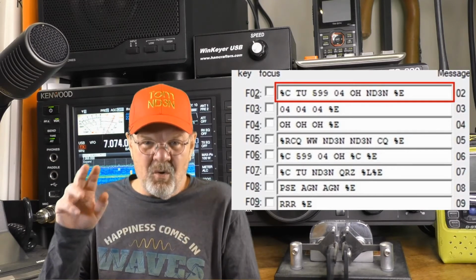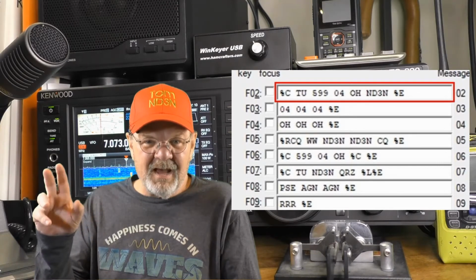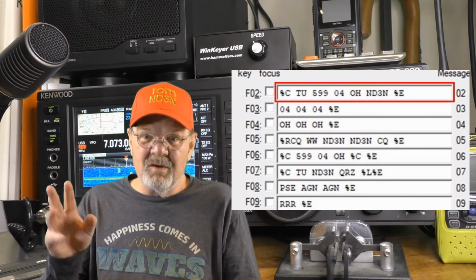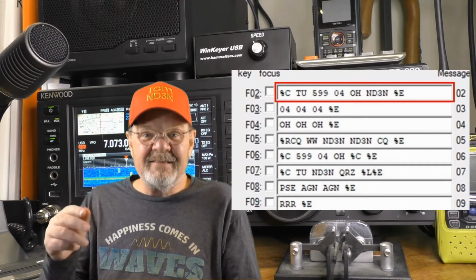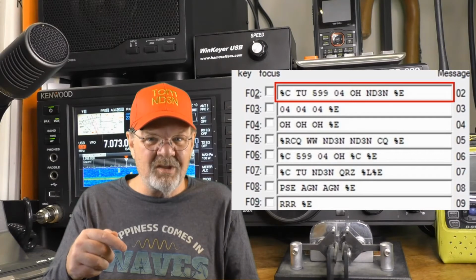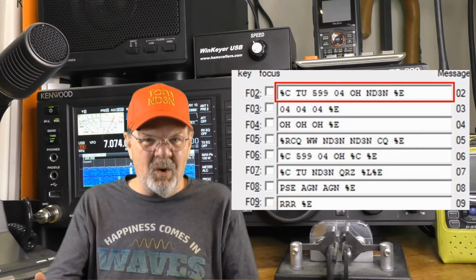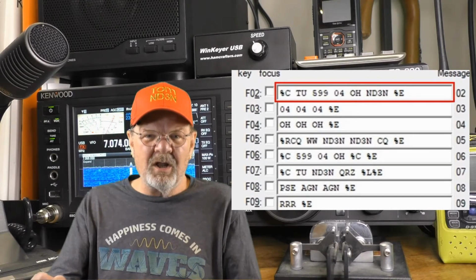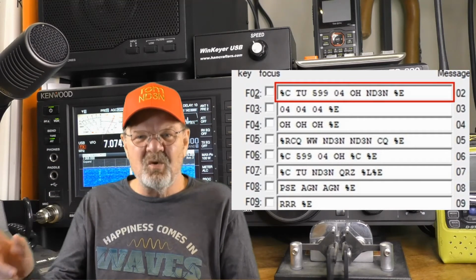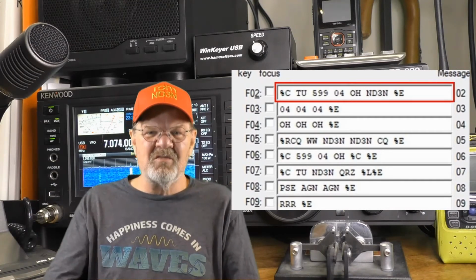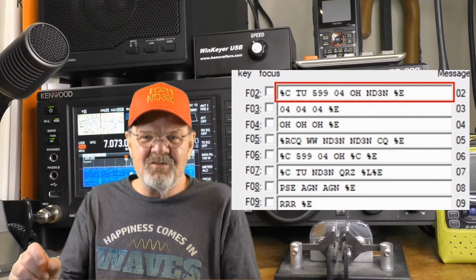Now, the required contest exchange follows, and for this contest, it's a signal report, which is always 599. Yeah, I know. My CQ zone, which in this case was a 4, and my state, which in this case was Ohio. Now, I followed up with my call and a percent E. E ends the transmission and switches my radio back to receive. Please note, I also leave the space at the end of my transmission.